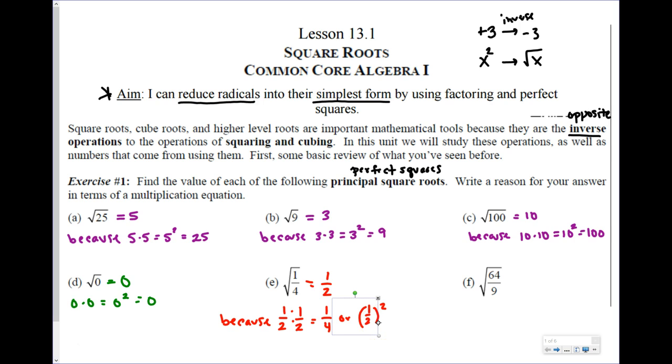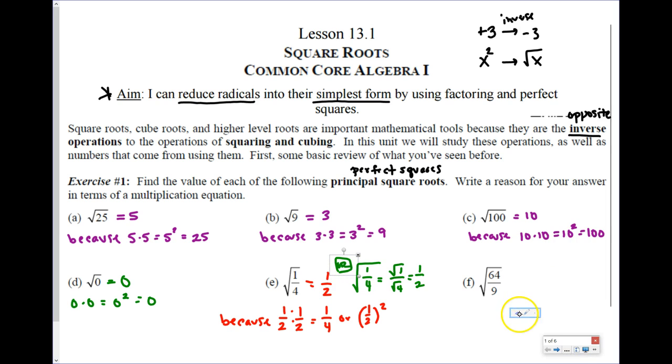Another interesting way to think about this, and I prefer this way as well, is if I have, and let's rewrite this here, the square root of 1/4. It's the same thing as saying the square root of 1 over the square root of 4, which gives me 1/2. So either way you think about a square root with fractions, either way works.